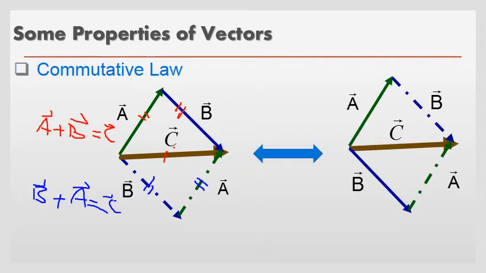Similarly, in the parallelogram method, if we add the vector A to the vector B in here, which have a common origin and meet at their tails, then the resultant is going to be C. So A plus B, in this case, equals C in the parallelogram method.